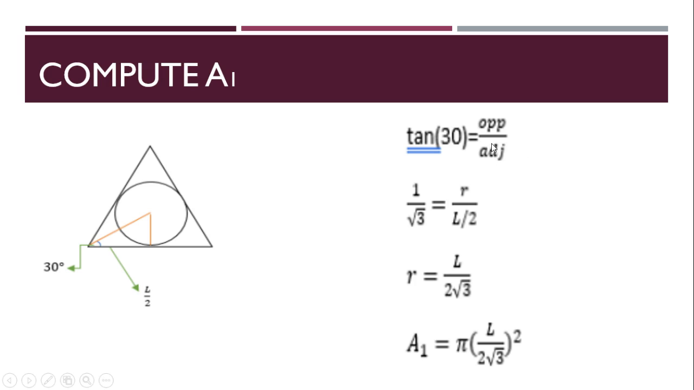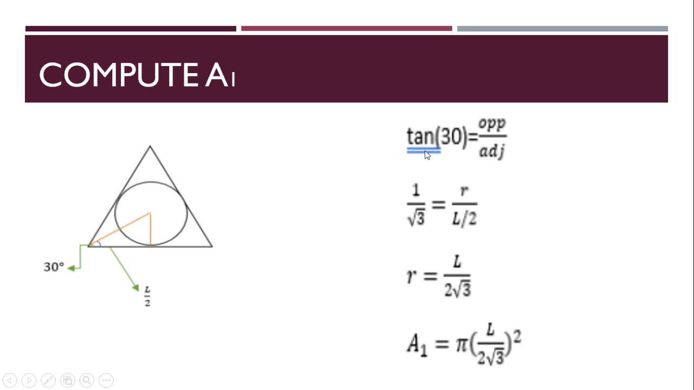Right. So now, since we have some background of A of n, now we can start to compute. So here's A of 1. We have our right triangle right here, created, and we have our 30 degrees labeled right here, our L over 2, and our R. If you can see, this is a radius.